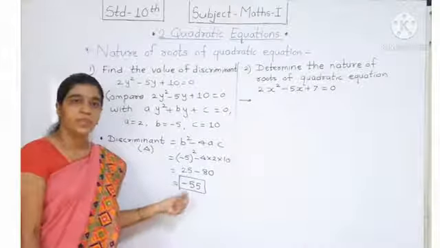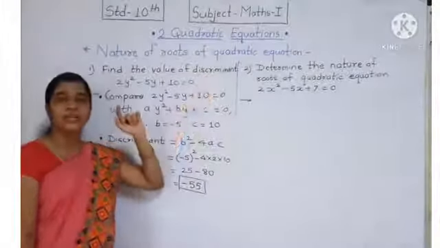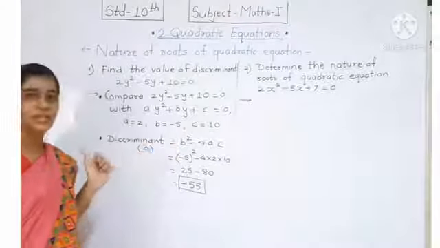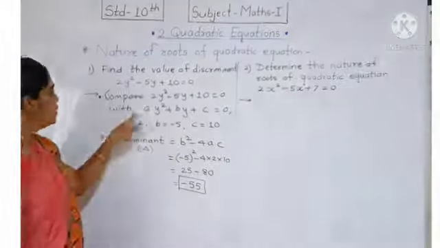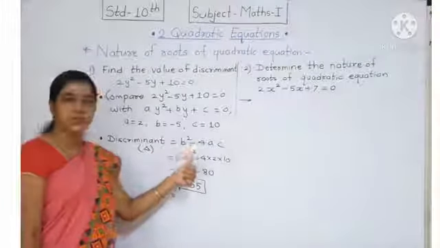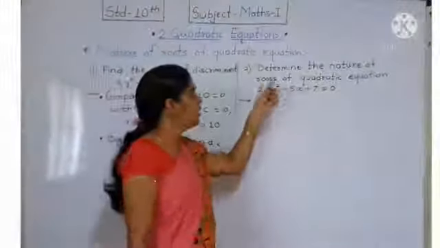Okay, understand? If you are asked to find the value of discriminant or delta or b square minus 4ac, you calculate in this way. Compare first, find the values of a, b, c and then find b square minus 4ac. Now the second example is given.